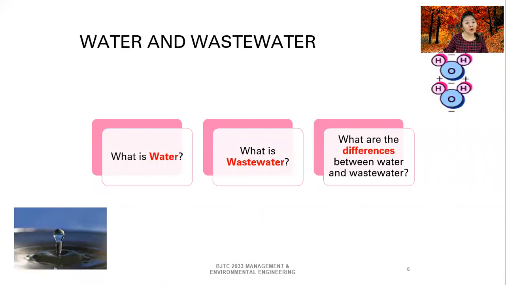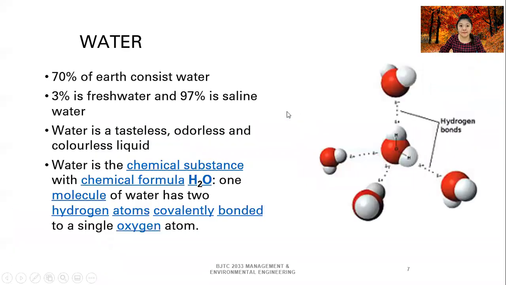So what is water, what is wastewater, and what is the difference between water and wastewater? Do you know the difference? Can anyone answer what is water? Something to drink, something to use. Okay, but the more correct definition is that water is actually a combination of H2O, so two hydrogens and one oxygen. Okay, so you will see here.